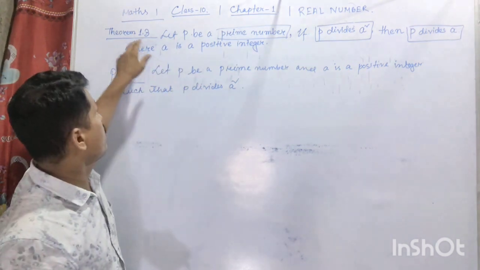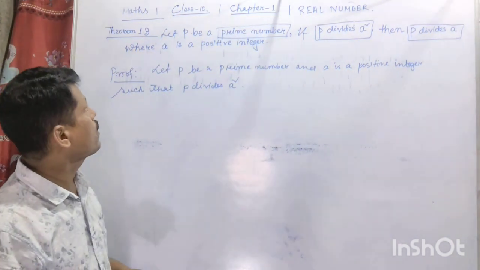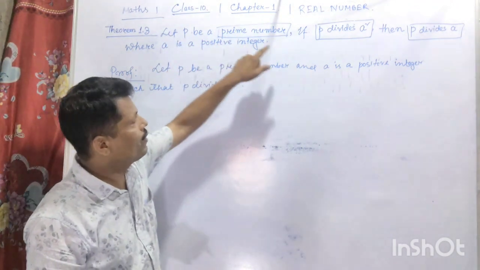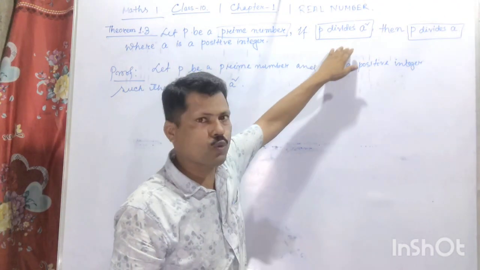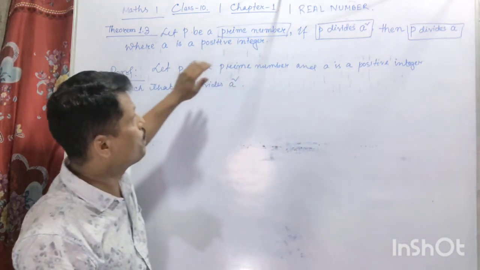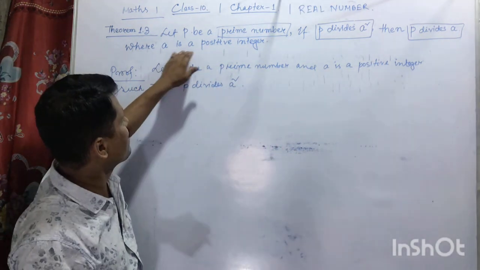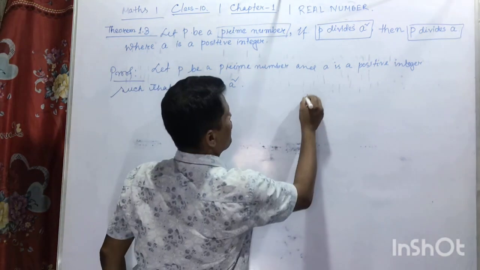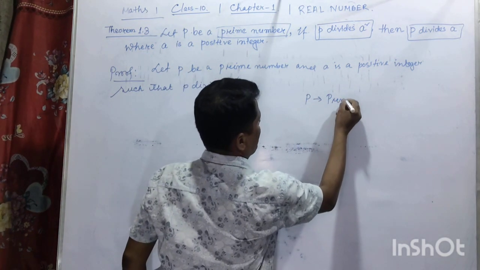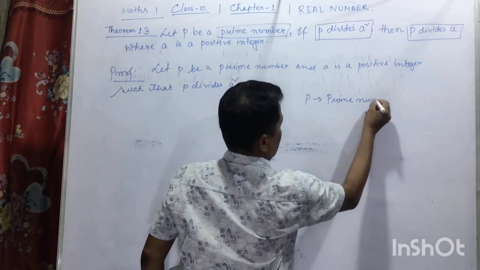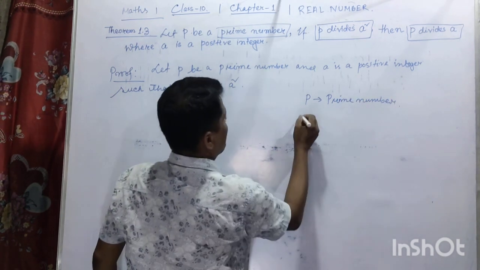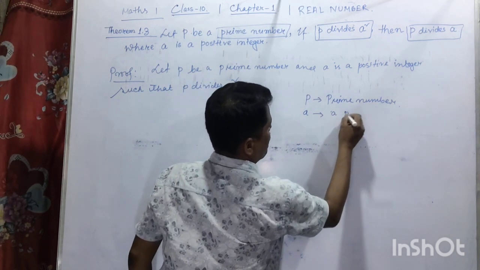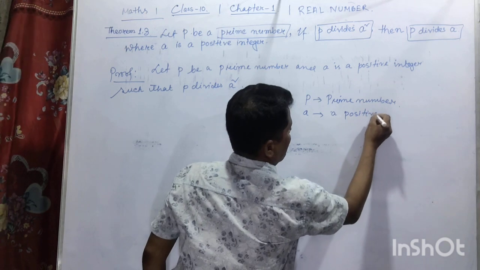Today we are going to start Theorem 1.3. Let's start now. Let P be a prime number. If P divides a square, then P divides A, where A is a positive integer. First we have to think here, P is a prime number and A is a given positive integer.